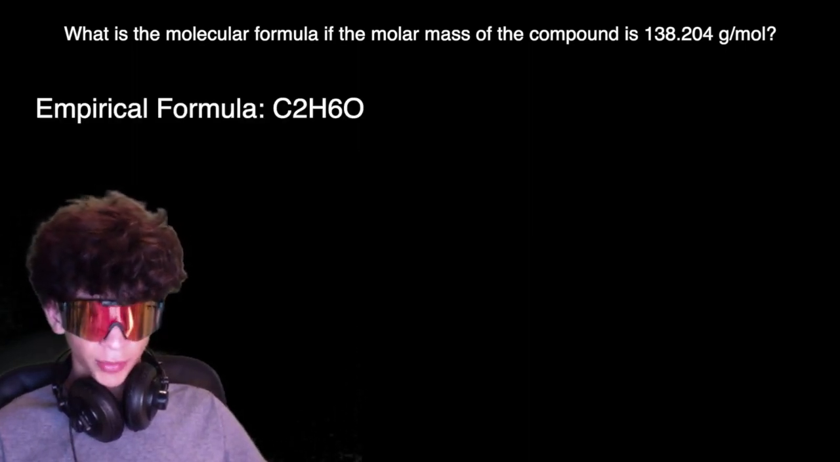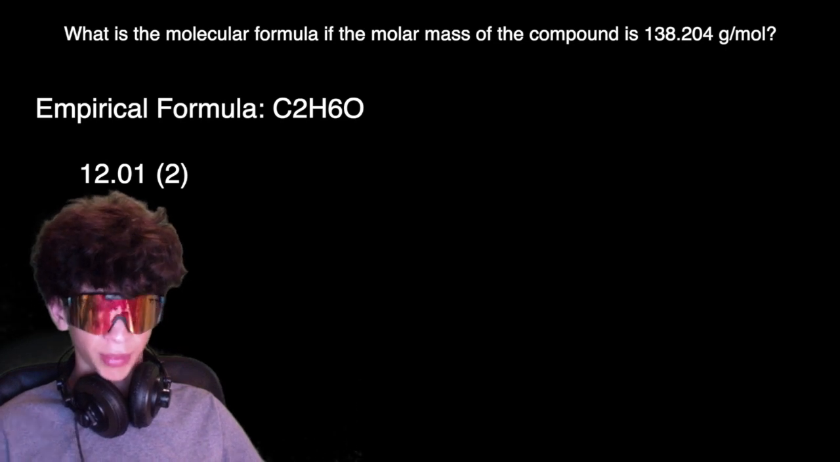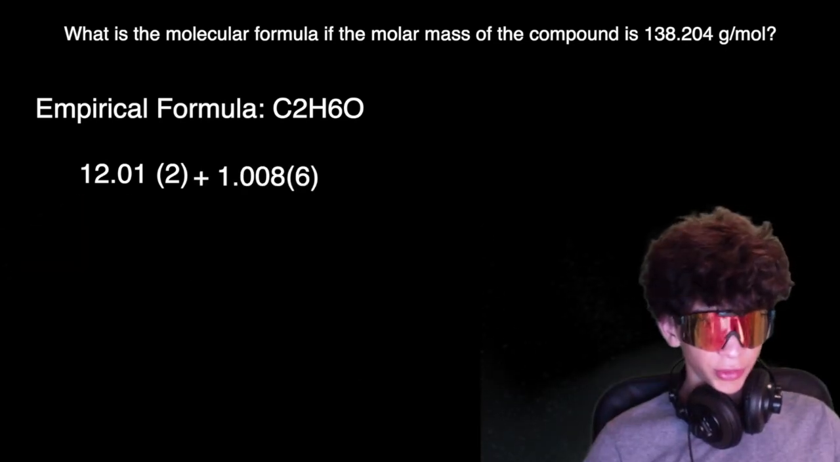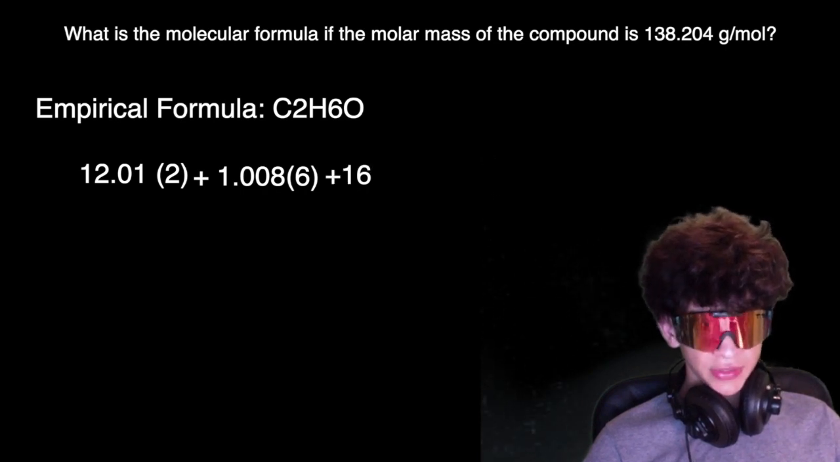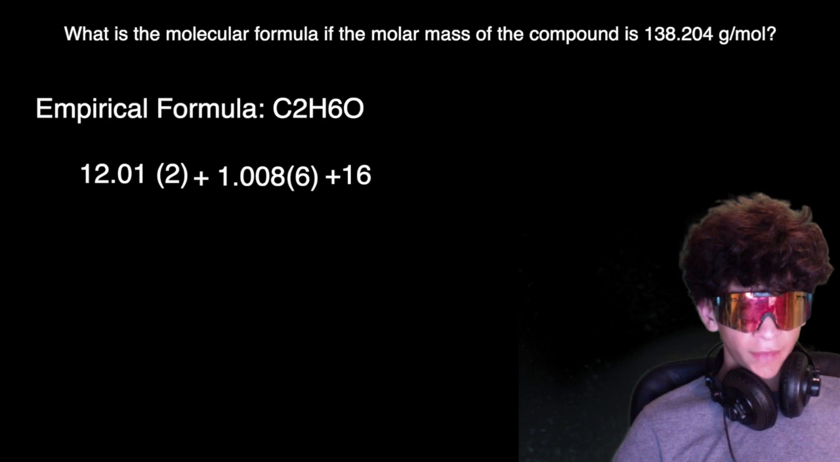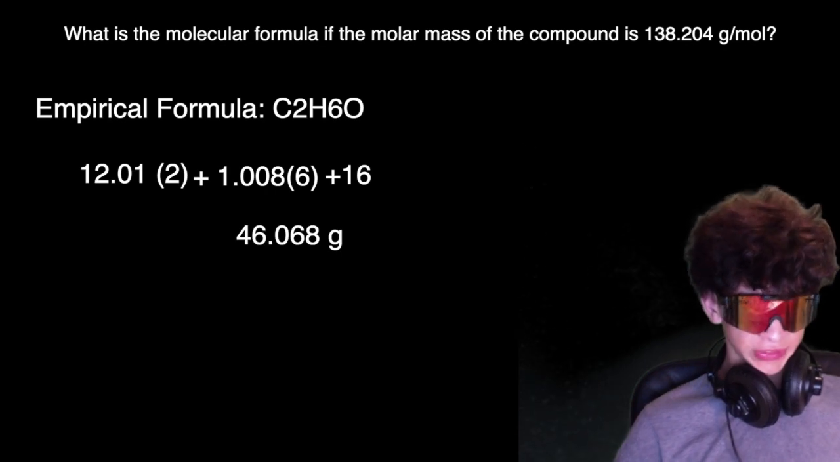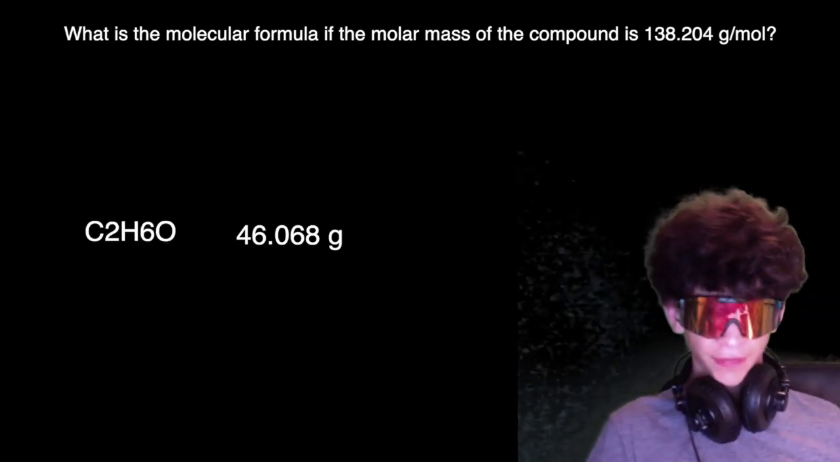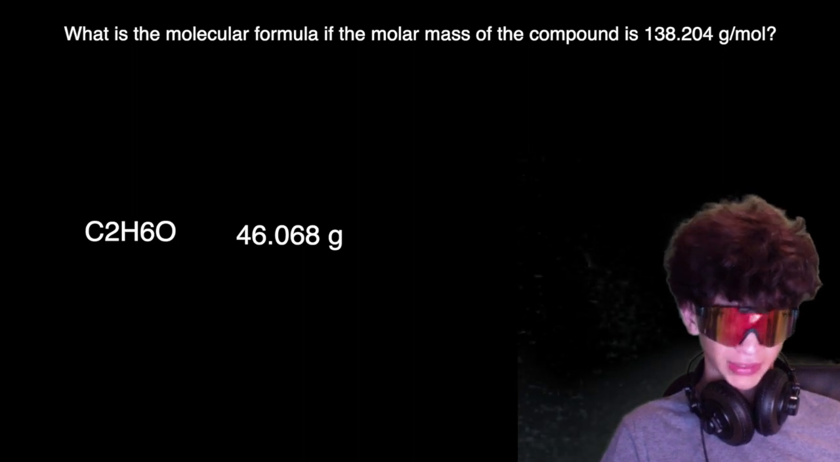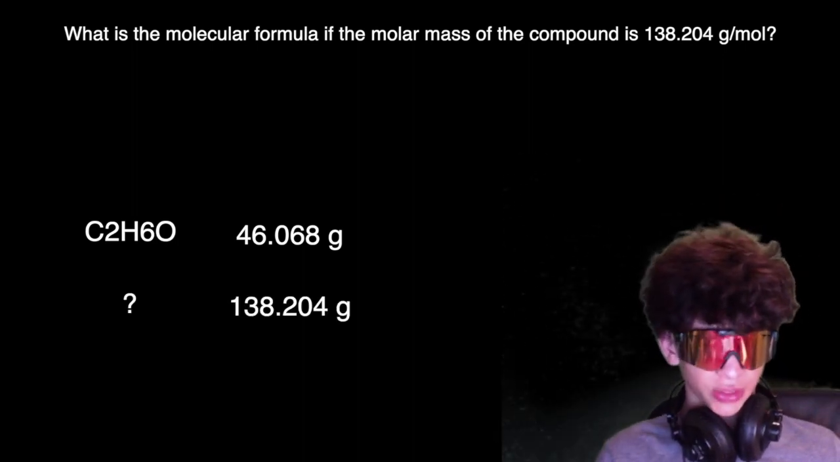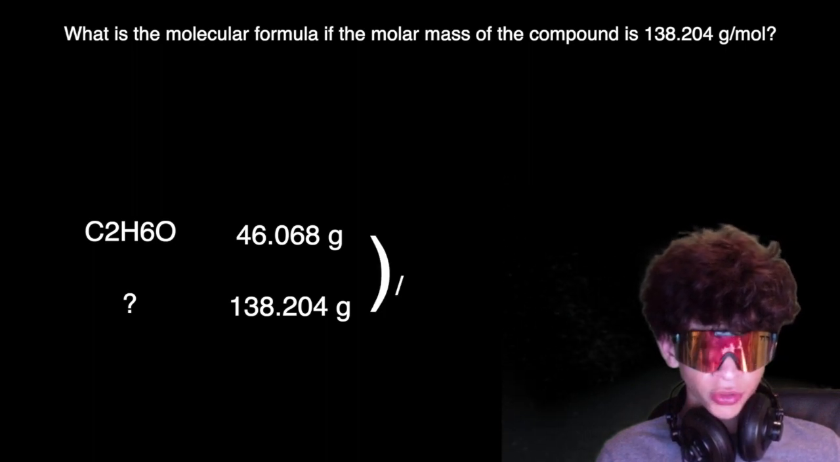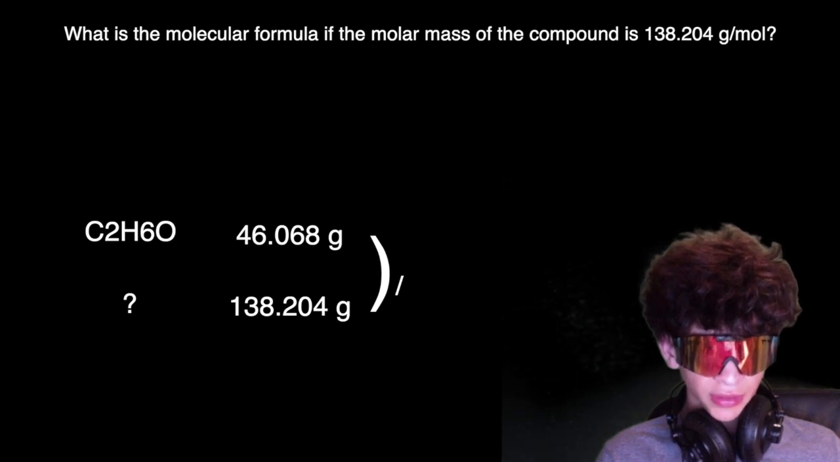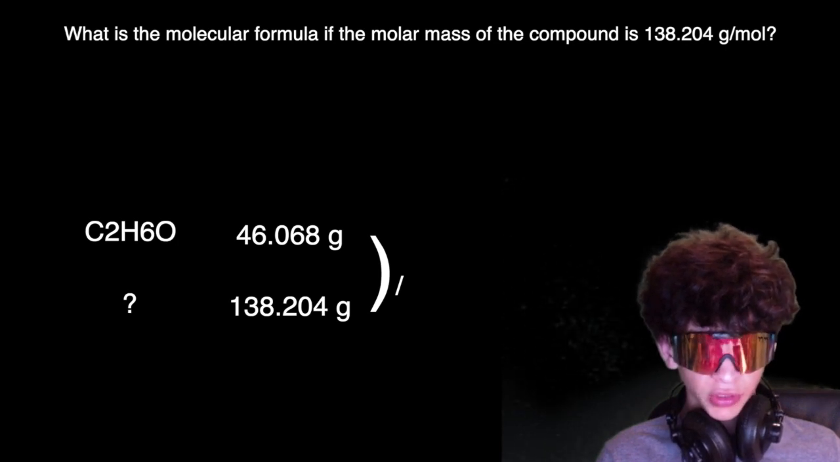Because there are 2 carbons, multiply 12.01 by 2. There are 6 hydrogens, so multiply 1.008 by 6, and just add the singular oxygen. This should equate to about 46.068 grams. Now, in order to find the molecular formula, form your process like this. The atomic weights and the quantity of each element should have the same ratio. So divide 138.204 by 46.068 to determine the atomic ratio. This should give you 3.